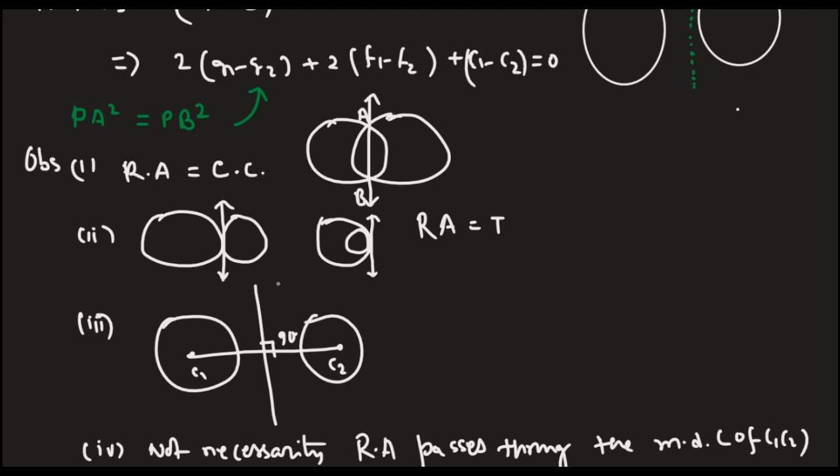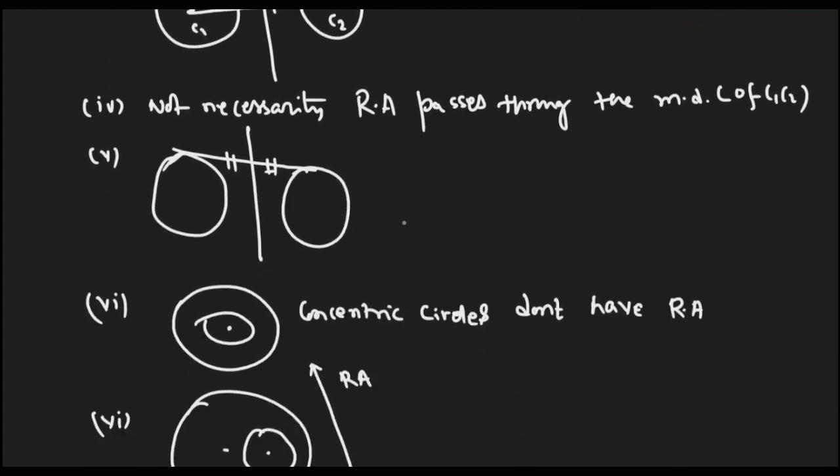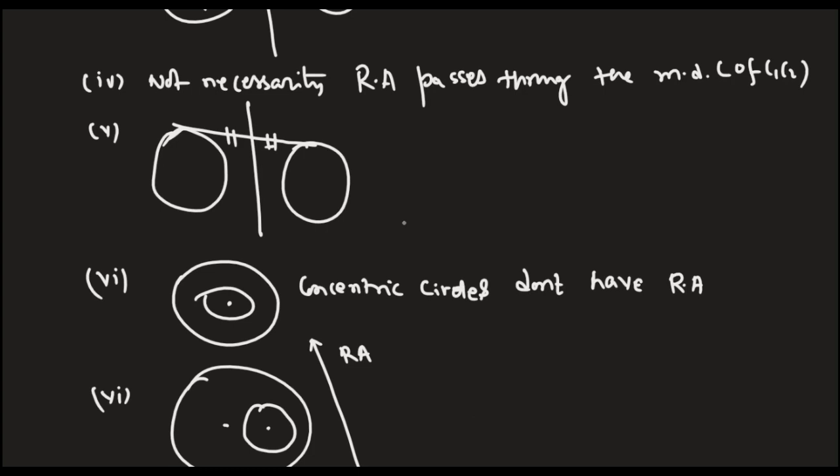But every time we notice that the radical axis is always perpendicular to the line joining the centers of the circles. It is not always passing through the midpoint of the line segment joining the centers of the circles, but it always bisects the common tangents of the two circles.